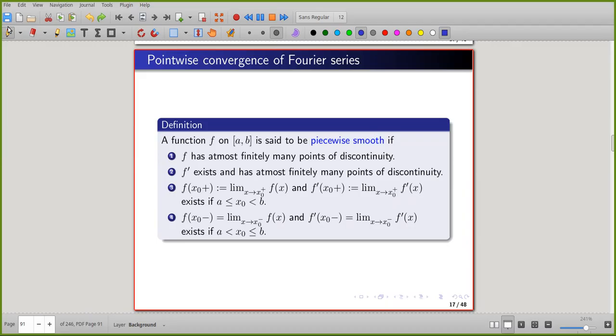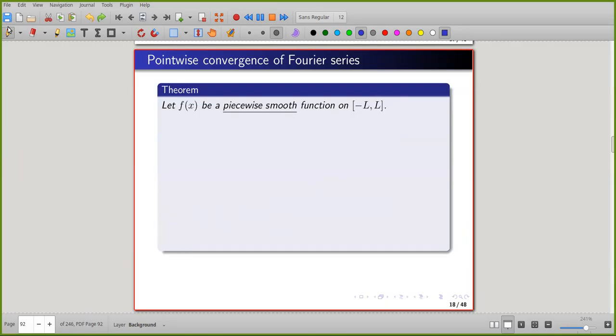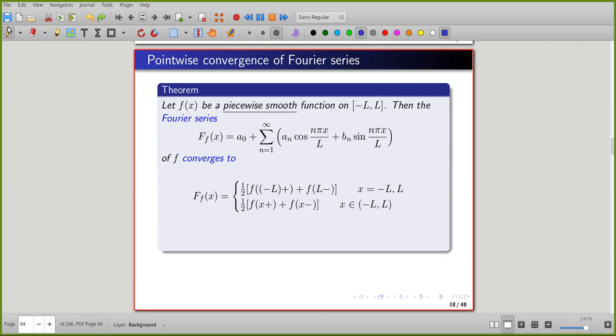So let me just go to the next slide. So the point is, let f of x be a piecewise smooth function on minus L comma L. So it's like a really nice function, and then the Fourier series of f converges to. So let's see what happens.